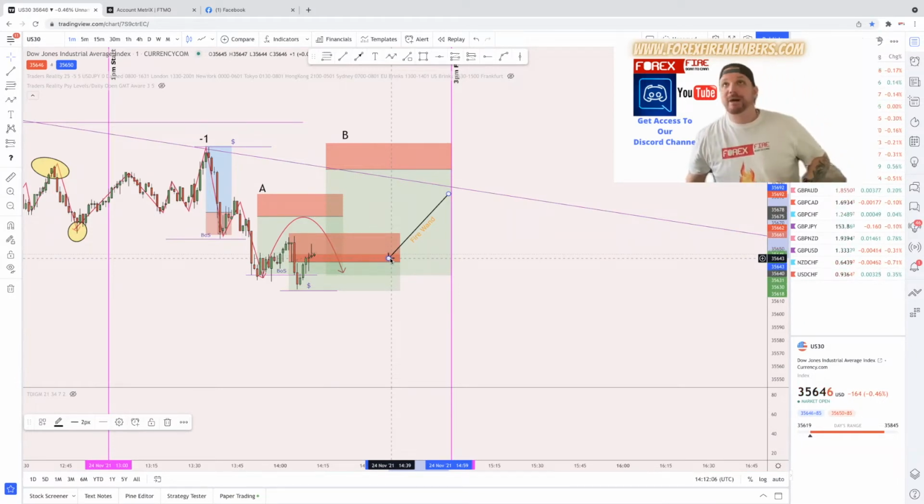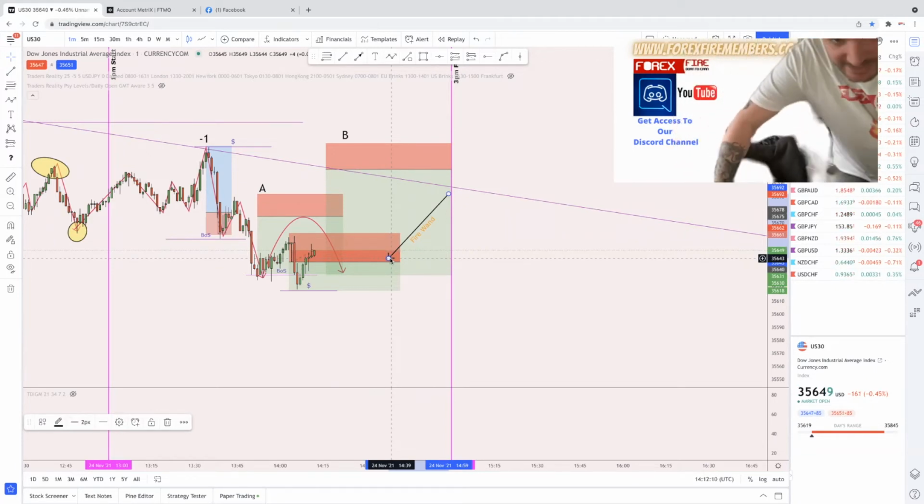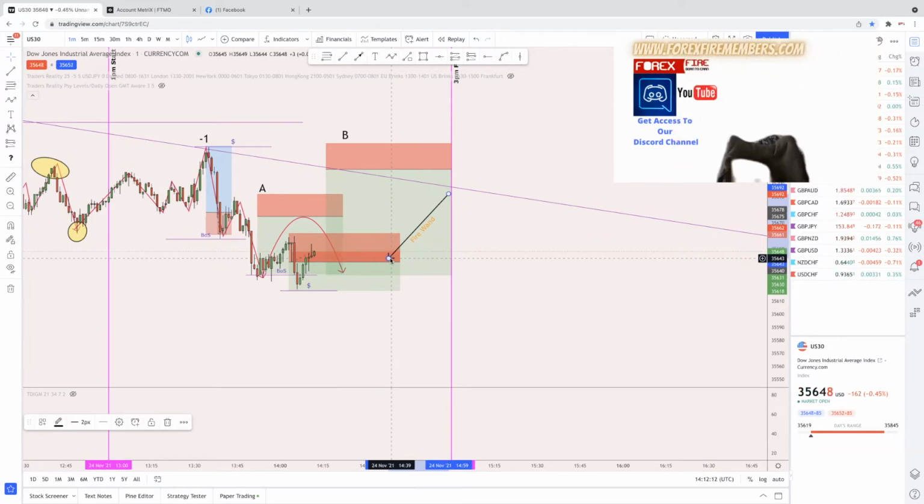I'm going to go and make myself my halftime cup of tea. So I'll let price play out there, and we'll see if it hits the SL or goes on the 1-on-1.